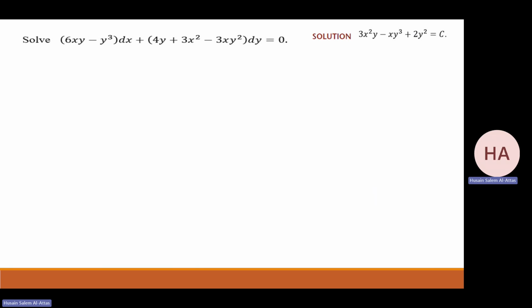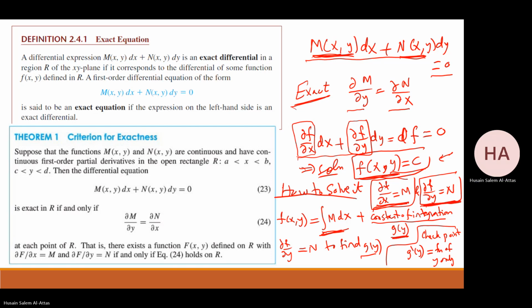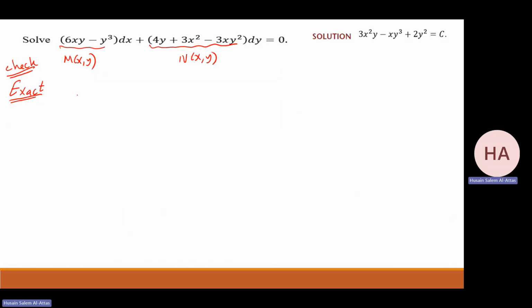Just slide number 3. Okay, it's ready. So this is M of x, y. Sometimes you need to rewrite the equation to make it in this format. This is N of x, y. So first you check, is it exact or not? Check, because you cannot apply this procedure unless it is exact. Okay, so I'll find partial M with partial y.